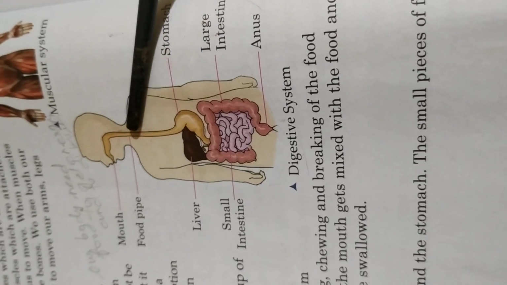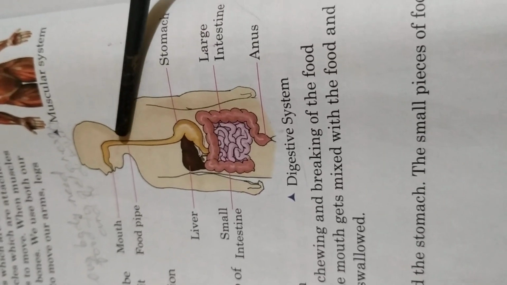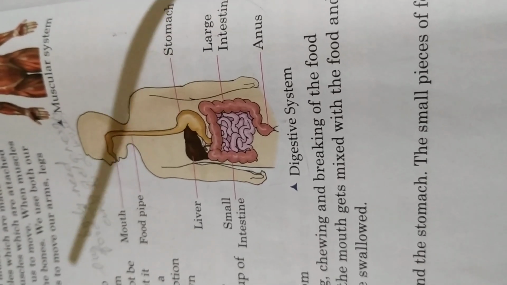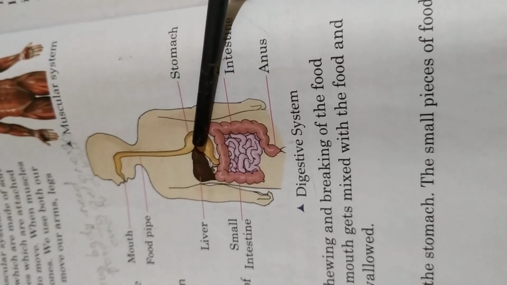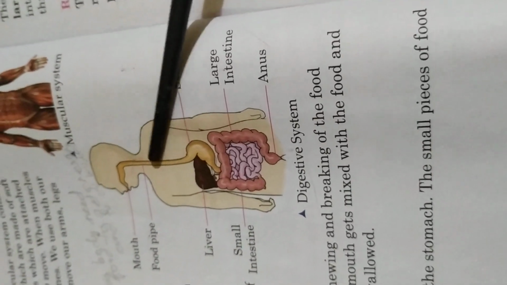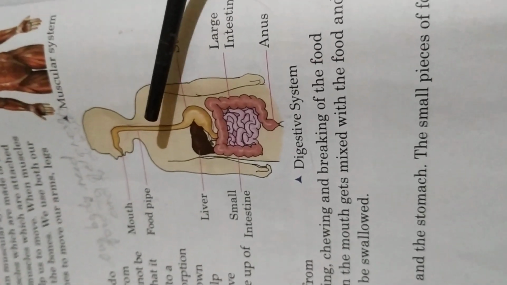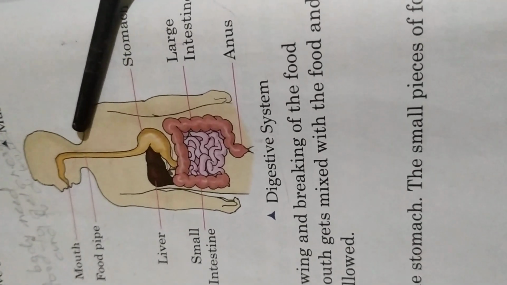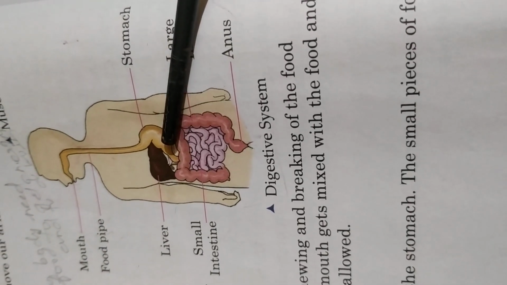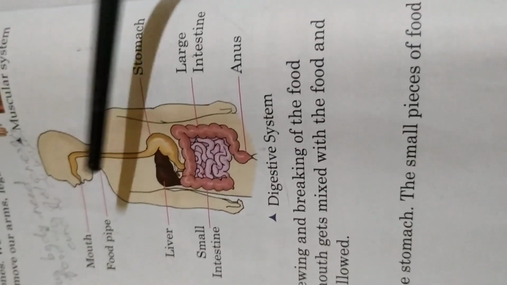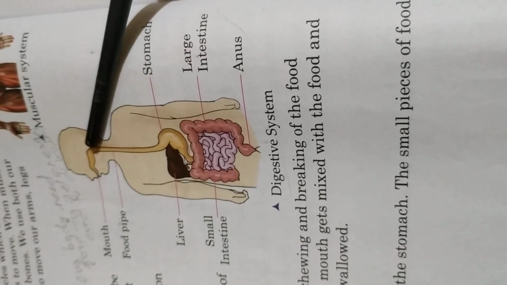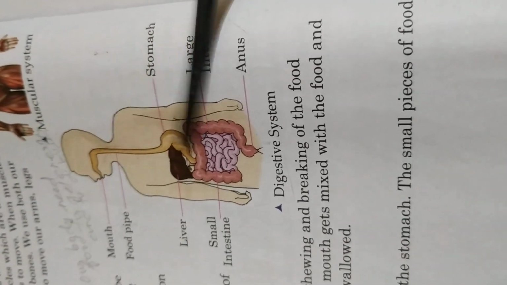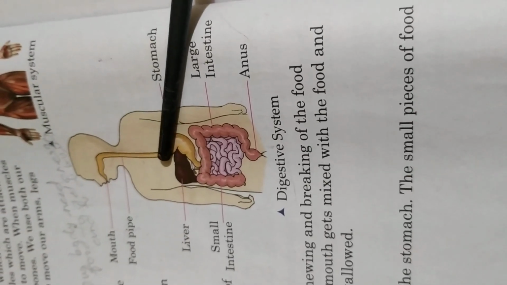When you swallow, the food travels through this long tube. This is called the food pipe. It travels through the food pipe, and then after traveling, it goes inside the stomach. That means the food pipe is attached to the mouth and the stomach. It works like a bridge between the mouth and stomach, so that the food travels through this bridge.